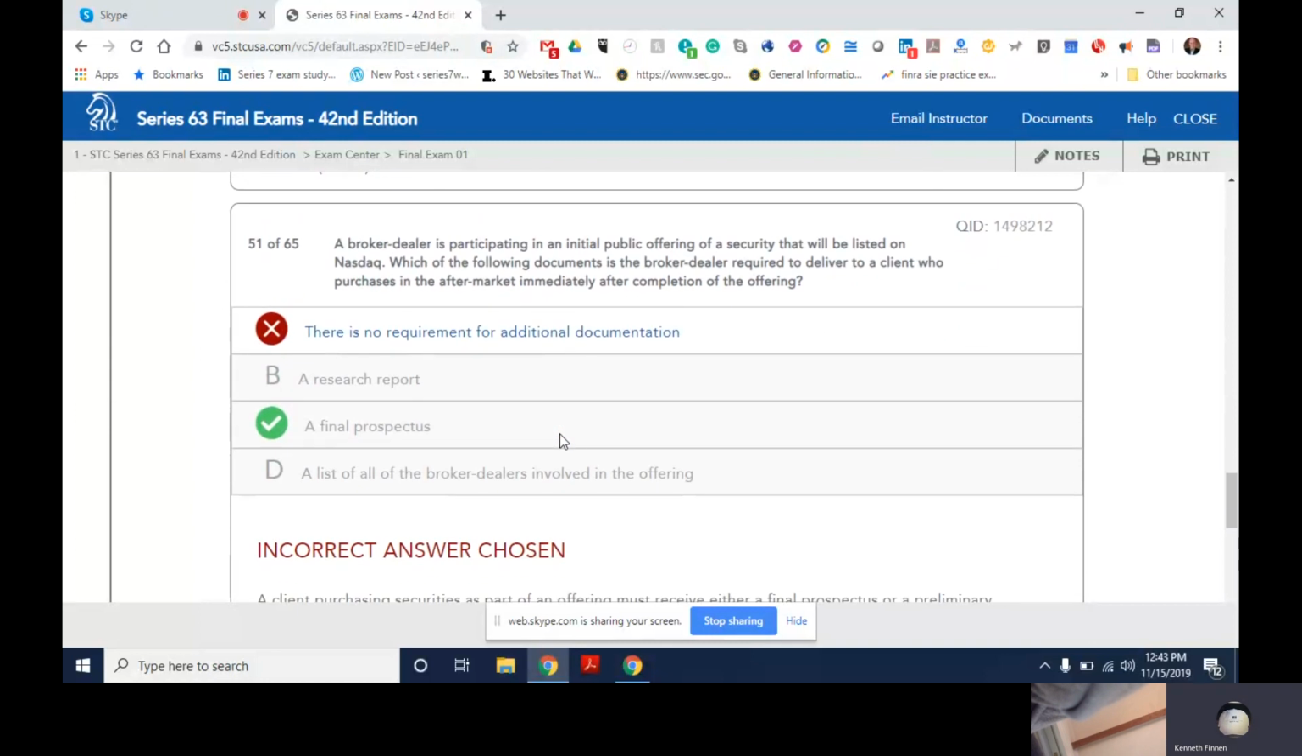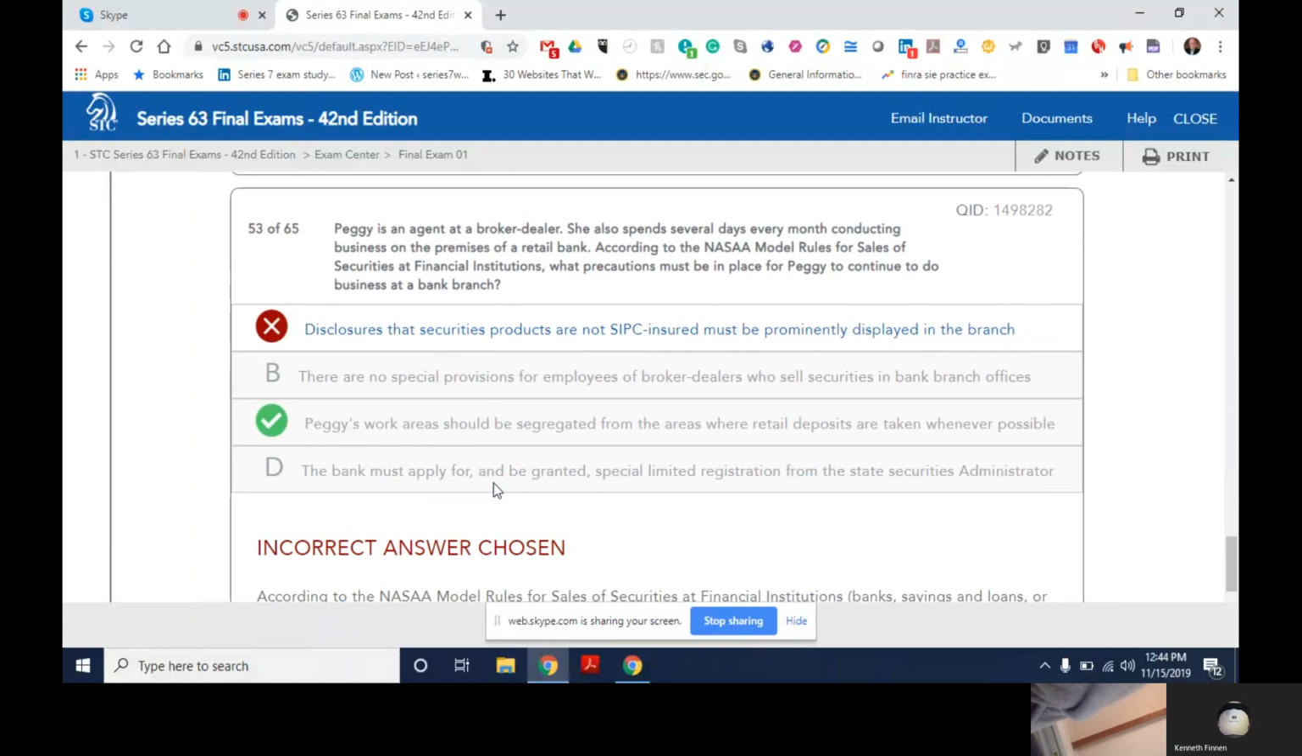A broker-dealer is participating in an IPO. If it's immediately after the first, let's see. So if it's an IPO, the first 90 days after, if it's over-the-counter, first 90 days you have to deliver a prospectus. If it's additional, it's the first 40 days. If it's on the exchange, it's 25 days. Good. IPO. Agent or broker-dealer, right?